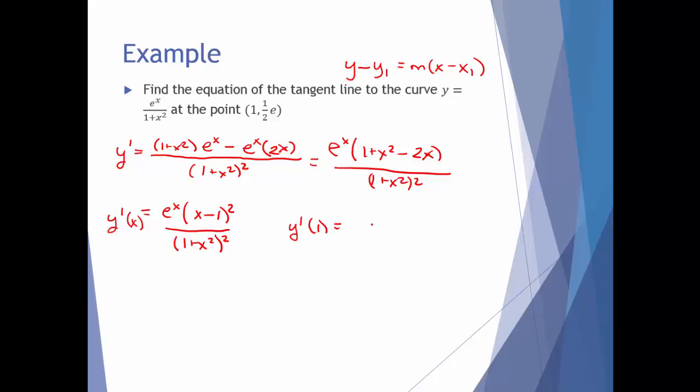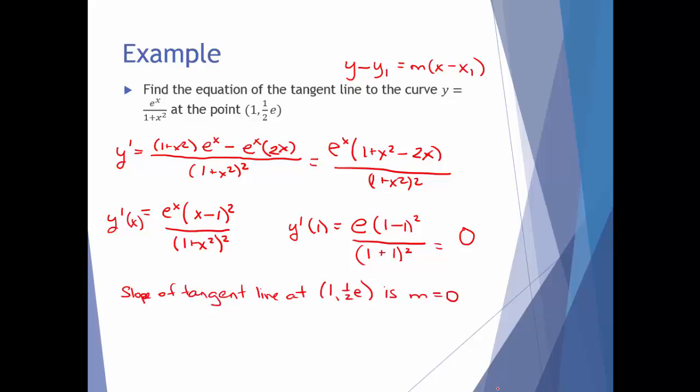So when we plug 1 in, we're going to get e to the 1, which is just e. In the numerator, we're going to get 1 minus 1 squared. Yes, that's going to be 0. And down here, we're going to get 1 plus 1 squared, and 1 squared is just 1, and then squared. So because of that 1 minus 1 in the numerator, this turns to 0 over, what would that be, 4? So it's 0. So the slope of the tangent line at this point is 0.